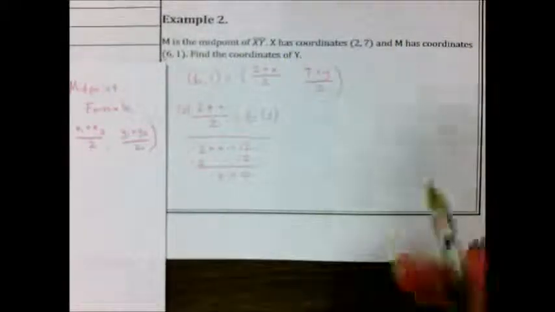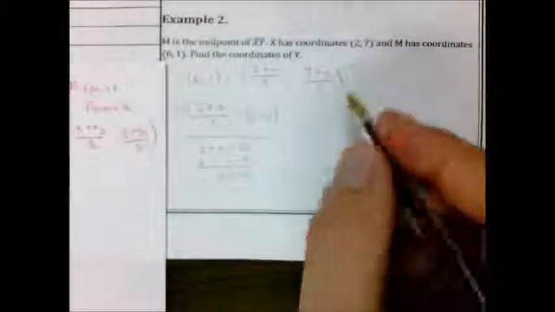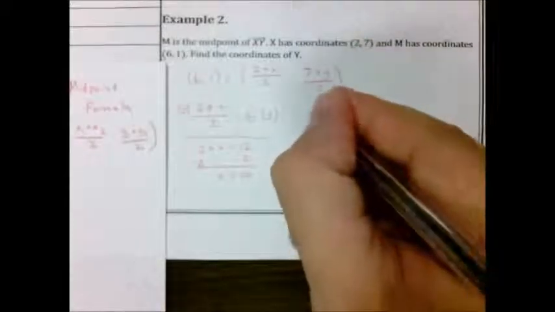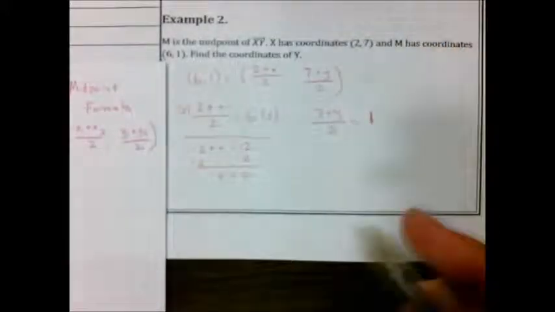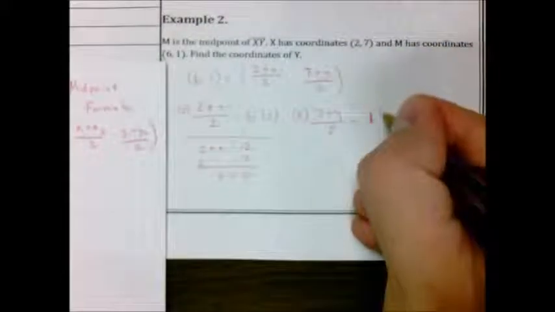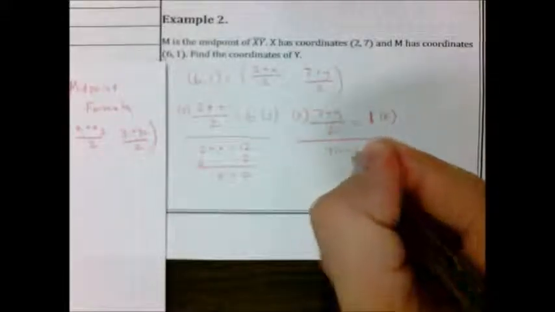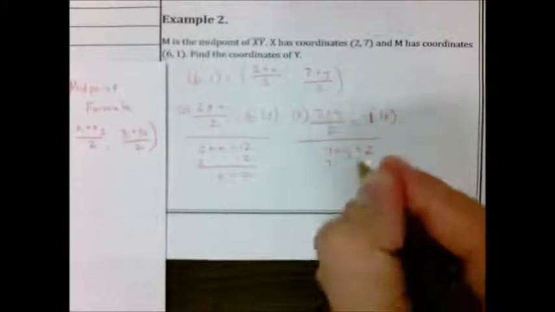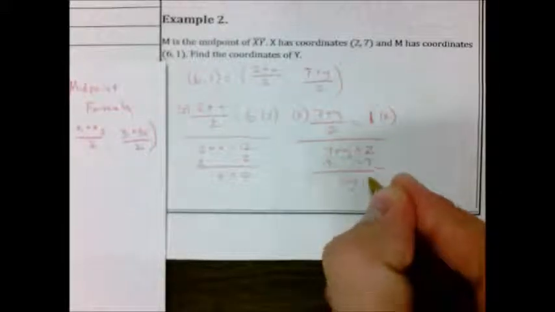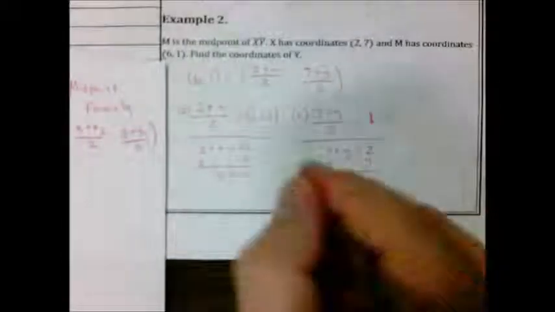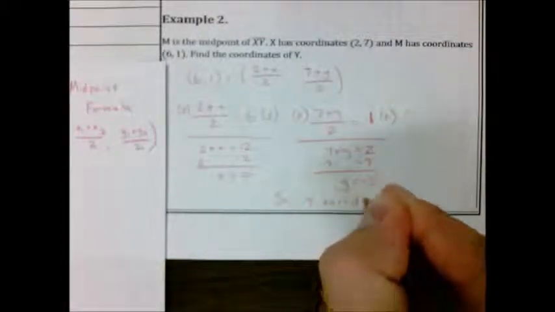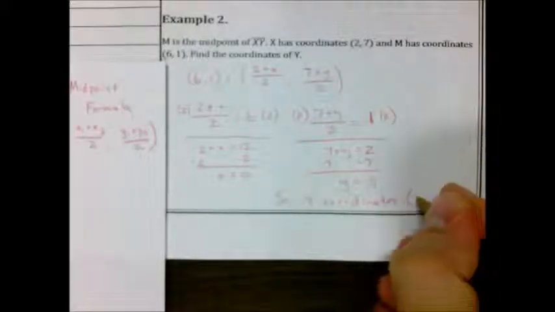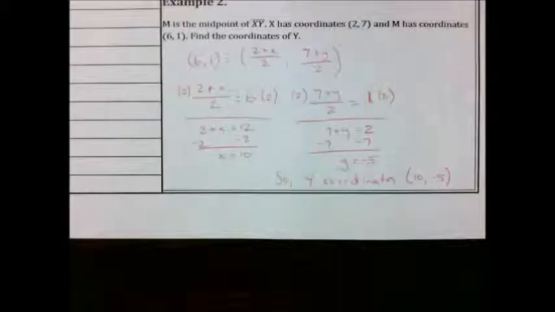Now we need to go back. Our fourth step is to find the y coordinate for point Y. We know 7 plus y divided by 2 should equal 1. Multiply by 2 again, and we get 7 plus y is equal to 2. Subtract 7 from both sides, and we get y is equal to -5. So the coordinates of Y are 10, -5. We're going to stop right there.